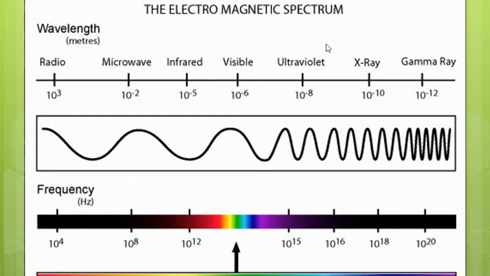And as we move from ultraviolet to X-rays to gamma rays, you get even more energy being imparted because the frequency of that wave is coming across much faster.